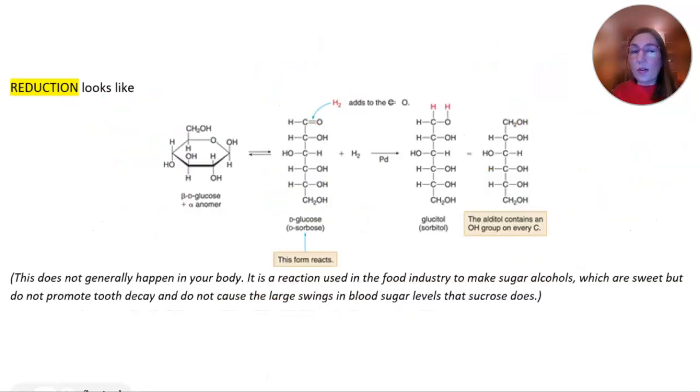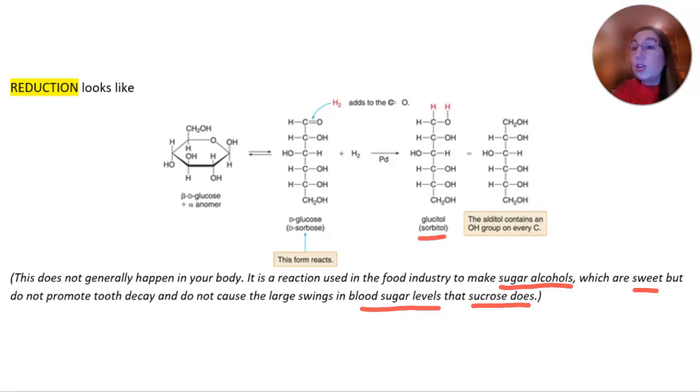Okay, so what about redox? Well, what about the reduction side of the redox? What does reduction look like then? By the way, let's address this. This does not generally happen in your body. It is a reaction that is used in the food industry to make sugar alcohols. These sugar alcohols are sweet, but they don't promote tooth decay, and don't cause the large swings in blood sugar levels that sucrose does. So these are what we think of as some artificial sugars, like sorbitol.